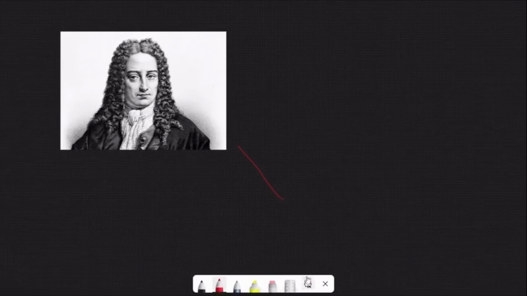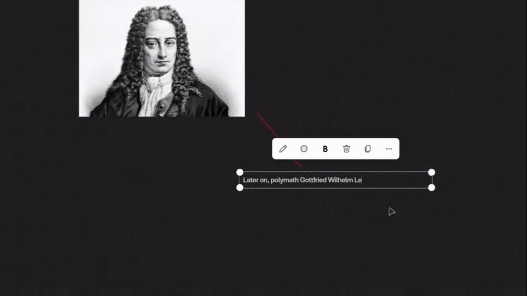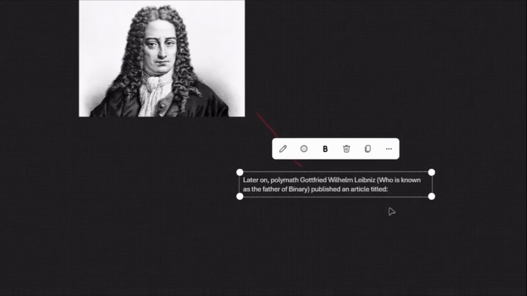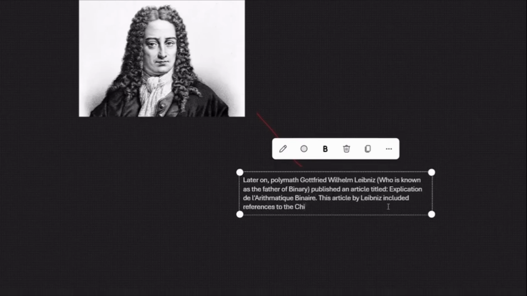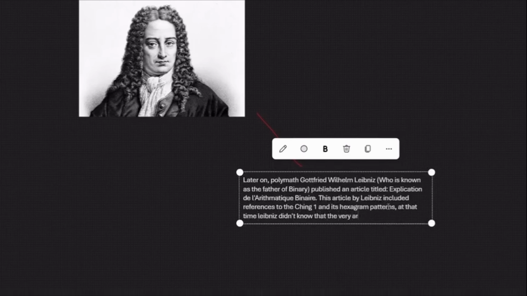Later in the 17th century, polymath Gottfried Wilhelm Leibniz made an article titled Explication de l'arithmétique binaire. This article by Leibniz was the catalyst for the binary system that we now know today.